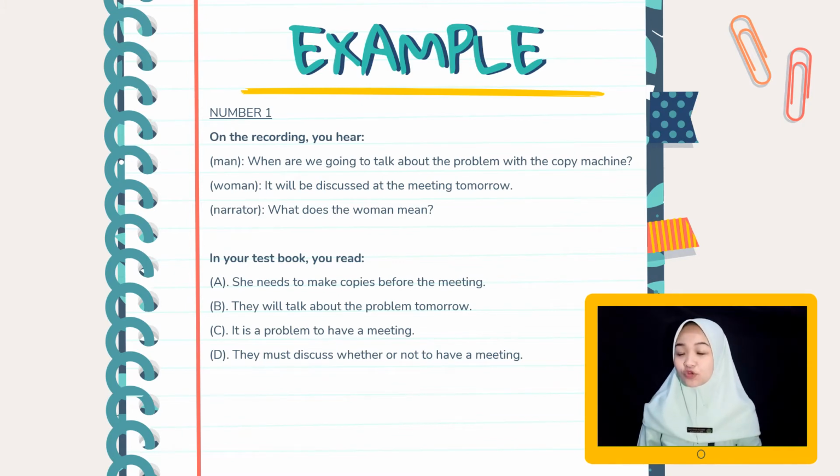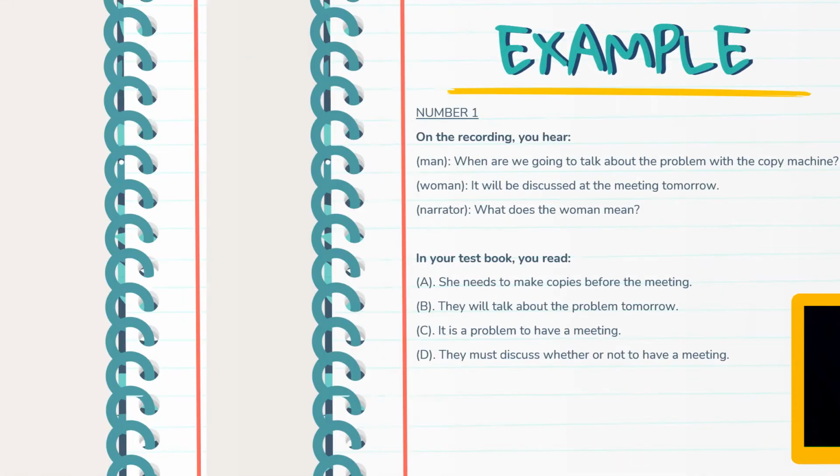In your textbook you read, A. She needs to make copies before the meeting. B. They will talk about the problem tomorrow. C. It is a problem to have a meeting. Or D. They must discuss whether or not to have a meeting.